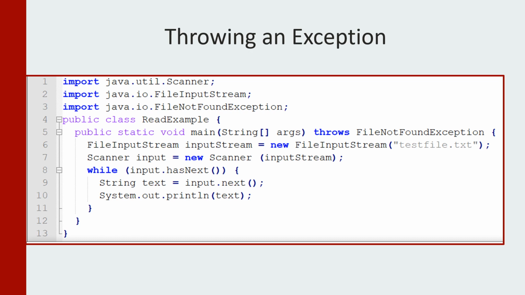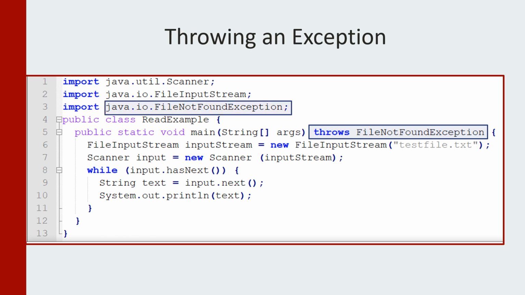To get this program to actually do what I wanted it to do, I had to add this throws clause here: throws FileNotFoundException right after the declaration of the method. And also, to be able to throw this exception, Java had to know to look for it. So I needed to import java.io.FileNotFoundException. Good. So now, if I run this, it will work and it will print out the contents of test file, which was what I wanted.